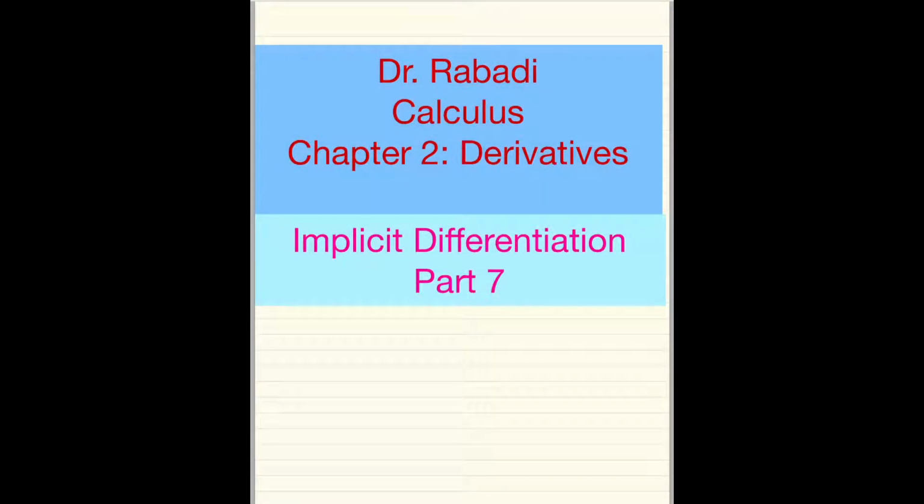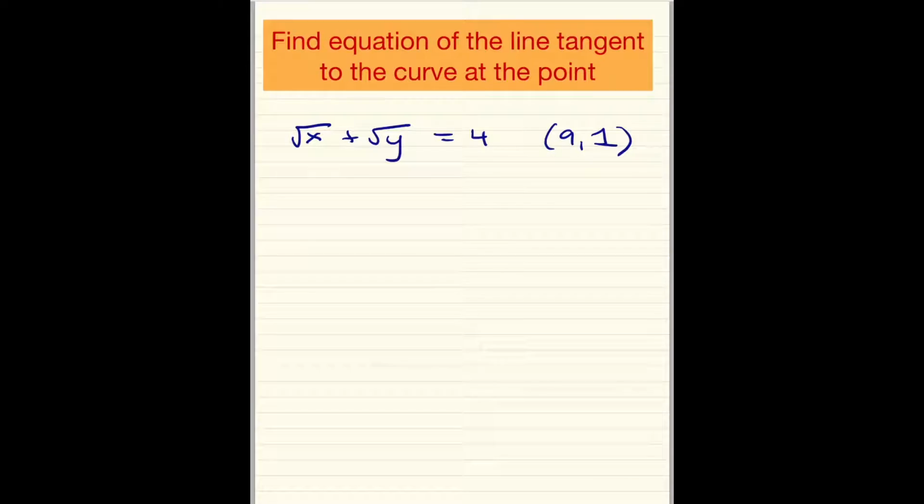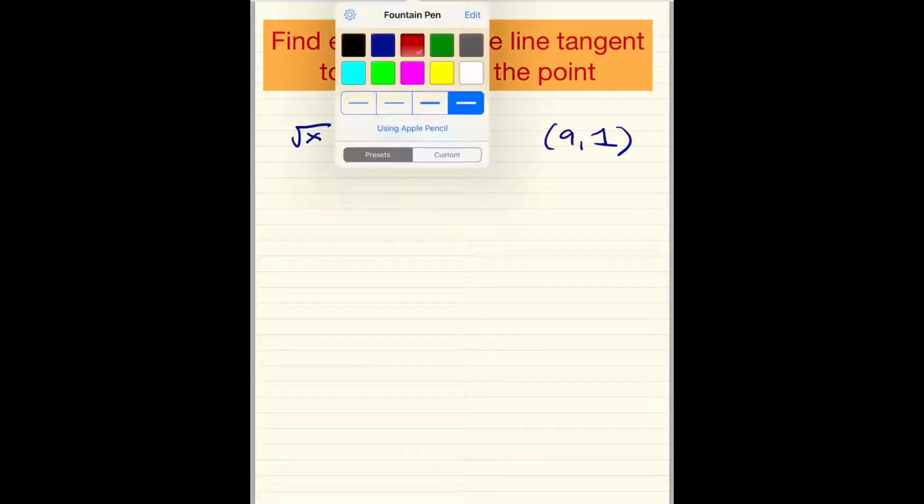Hey guys, welcome back. More implicit differentiation. This time we're going to be talking about the equation of the line tangent to the curve. This is part 7, okay? Find the equation of the line that's tangent to the curve at the point below. So we have this guy here.